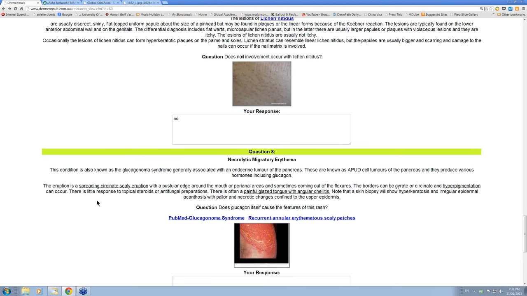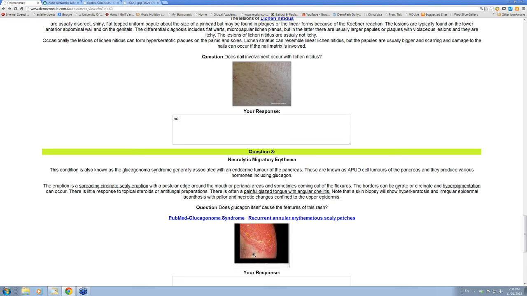So what are you going to see in necrolytic migratory erythema? A spreading, serpiginous, scaly eruption with a pustular edge around the mouth and perianal areas, sometimes coming out of the flexures. One of the reasons is that this looks like acrodermatitis enteropathica, because there is zinc deficiency associated with this. There's sometimes amino acid deficiency associated with this condition as well, and they may have a painful glazed tongue with angular cheilitis.